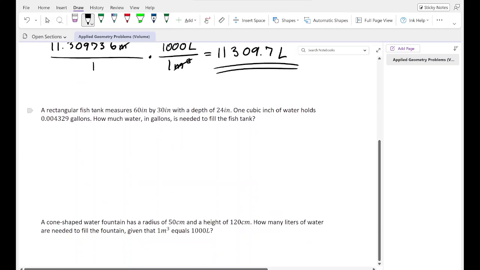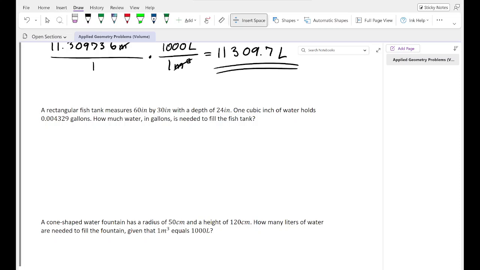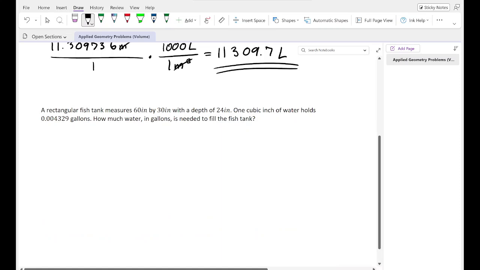Next, a rectangular fish tank measures 60 inches by 30 inches with a depth of 24 inches. 1 cubic inch of water holds 0.004329 gallons. It's very little. How much water in gallons is needed to fill the fish tank? So let's just start off with what we know. We have a rectangular fish tank. If we want to know the volume of that, you need the formula, and that is an easier one. Length times width times height.